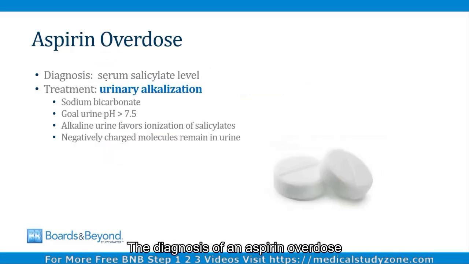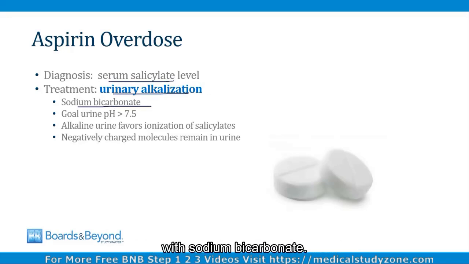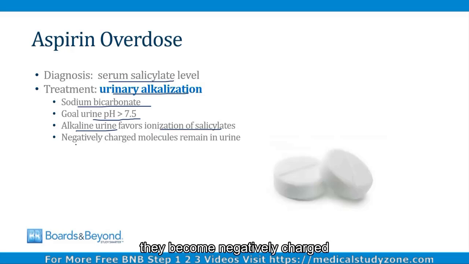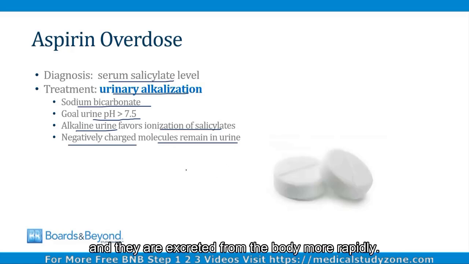The diagnosis of an aspirin overdose is made by measuring a serum salicylate level, and the treatment is to alkalinize the urine with sodium bicarbonate. The goal of treatment is to get the urine pH to be above 7.5, and the reason this is beneficial is because alkaline urine favors ionization of salicylates. When salicylates become ionized, they become negatively charged and they can't diffuse out of the urine, so they stay in the urine and they are excreted from the body more rapidly.